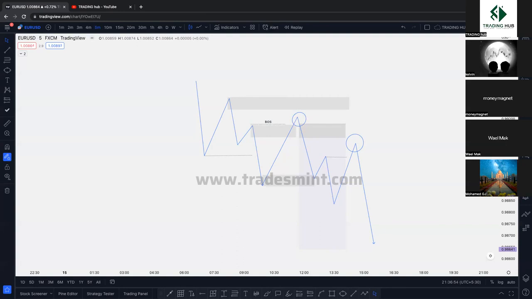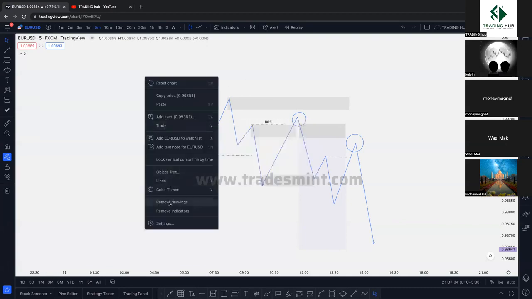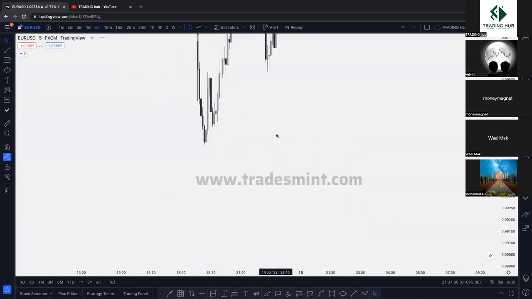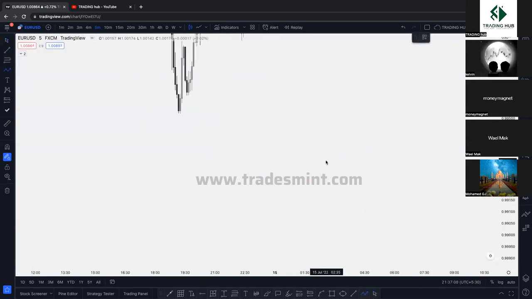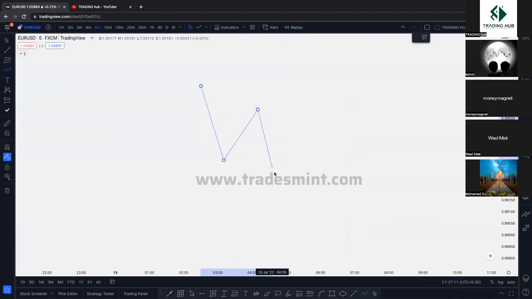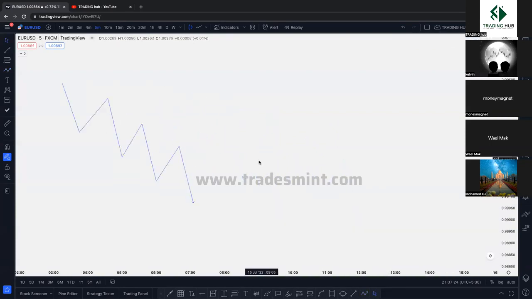What is the difference between minor structure and normal structure? I already mentioned structure in part 1. Actually, minor structure is here. Normal structure is here. Everyone is looking here for creating lower lows like this. So this is a general structure, correct?